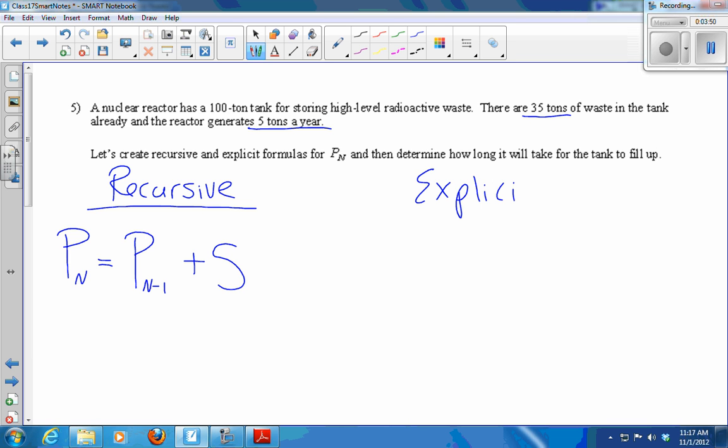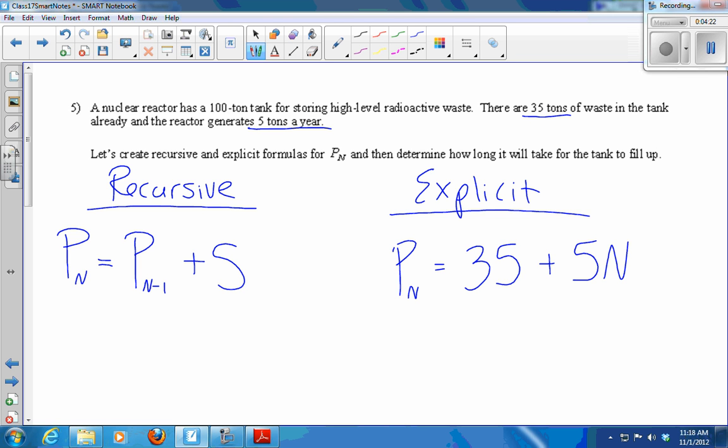For the explicit formula, P sub n, I'm going to put down how much I start with. I'm starting with 35, and then I'm going to add 5 over and over again. 5 each year for however many years go by, right? Plus 5n, yeah, because repeatedly adding 5 is multiplication. So I'm going to multiply 5 by how many years have passed. So we start with 35 and we add 5n.